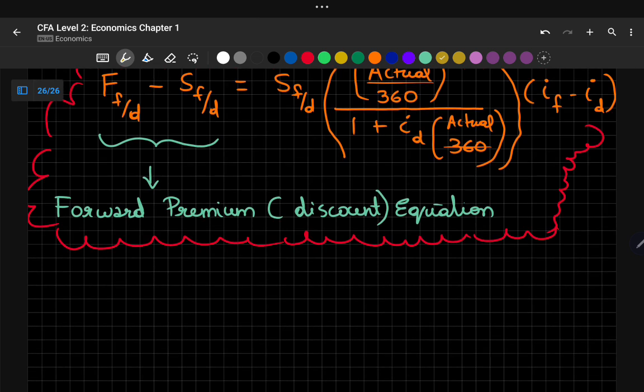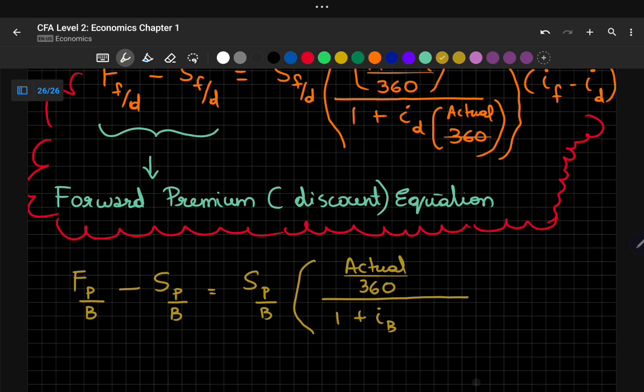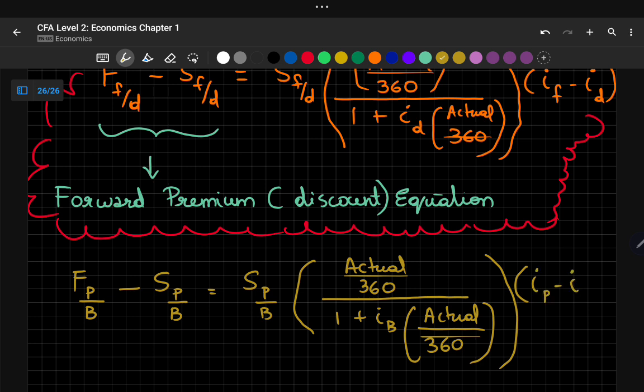So if I quickly write it down, it would be equal to forward price minus spot price is equal to spot price into actual by 360, the whole divided by 1 plus interest rate of base currency by actual divided by 360, into 1 minute, into interest rate of price currency minus interest rate of base currency.